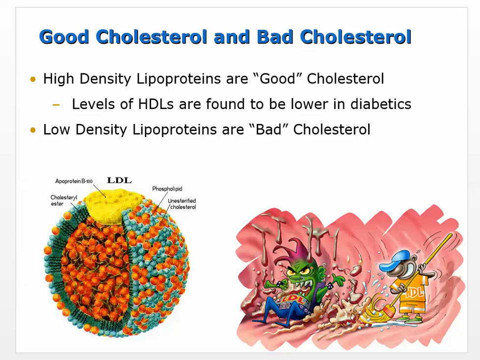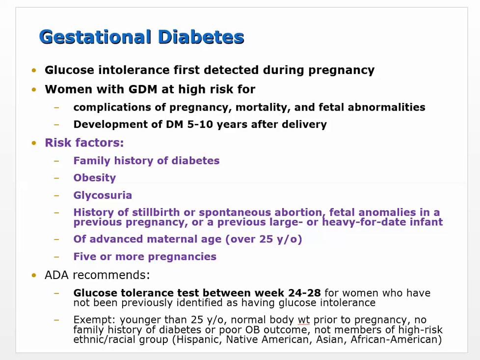And that's kind of the way it works. This cartoon gives you an impression: the LDLs are just leaking their fat all over the place, and the HDLs come by and clean it up. So you do see this in diabetics. They have lower HDLs for some reason. There's a lot of research going into trying to figure out what that effect is and why it's taking place.